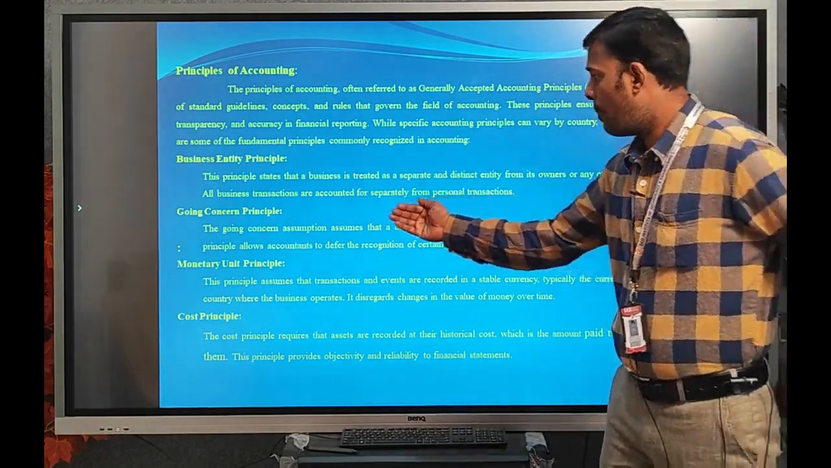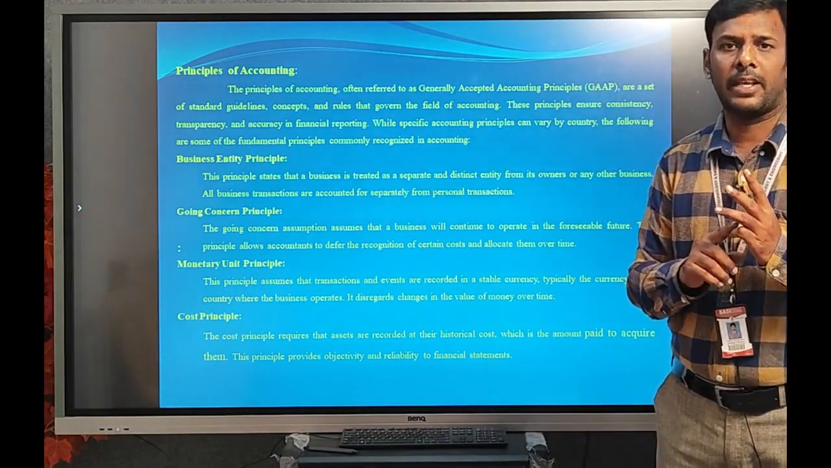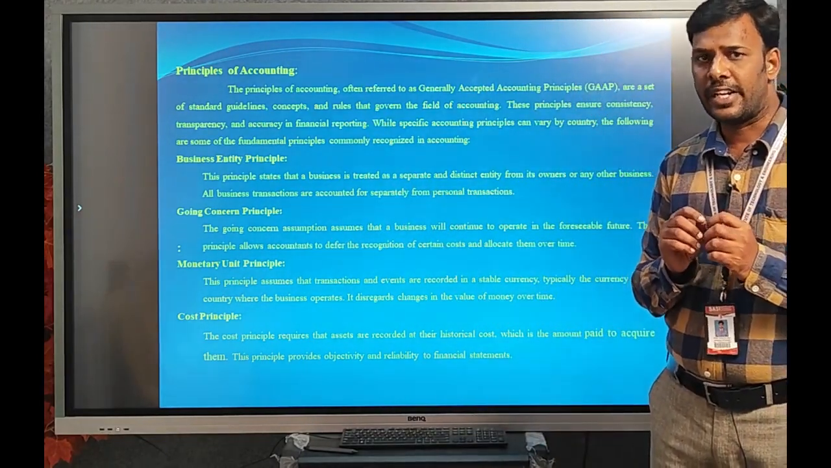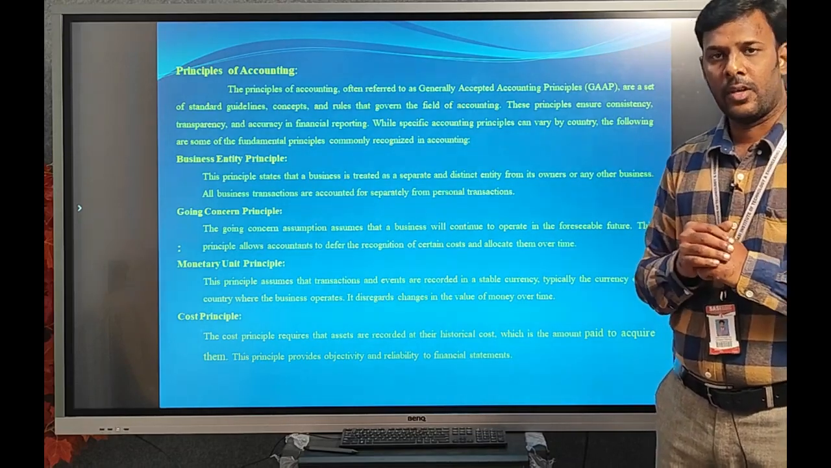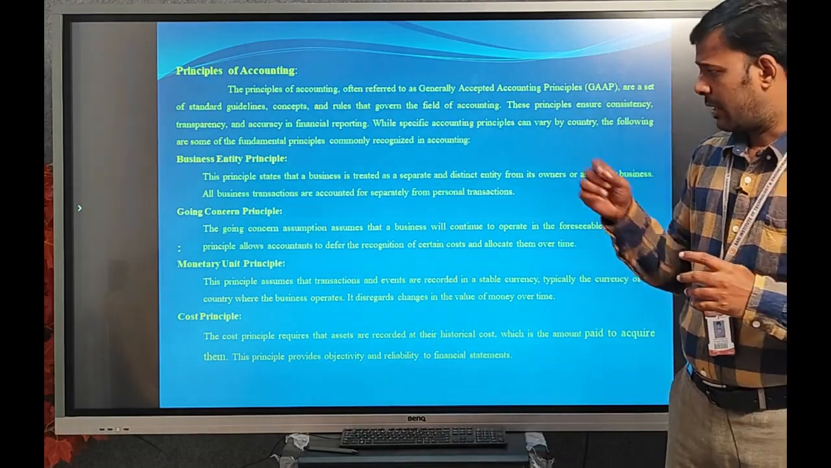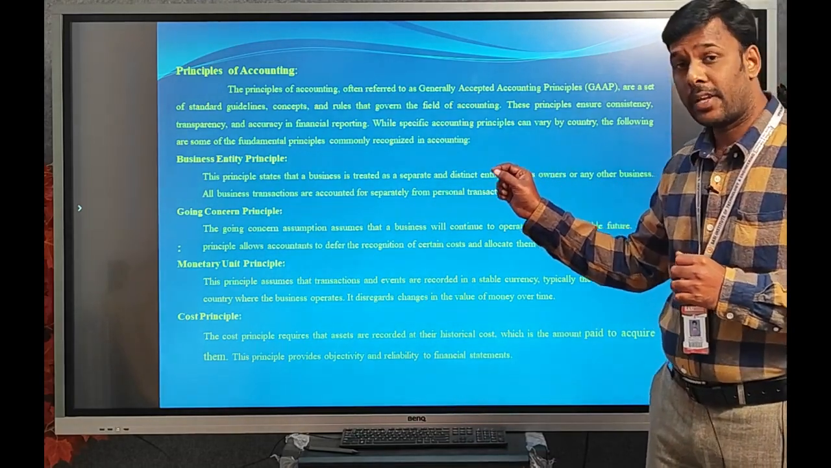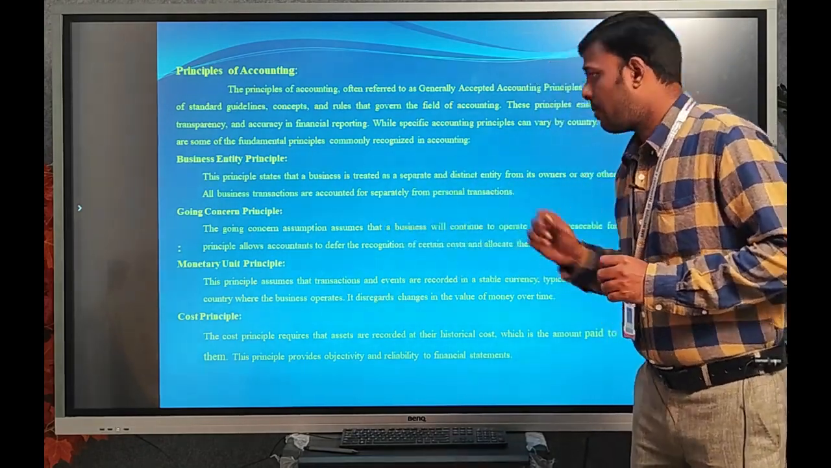The next one is the monetary unit principle. Every transaction happening in the organization, we treat in terms of money. Without money, we cannot run the organization. So every activity of accounting will be included in monetary form.